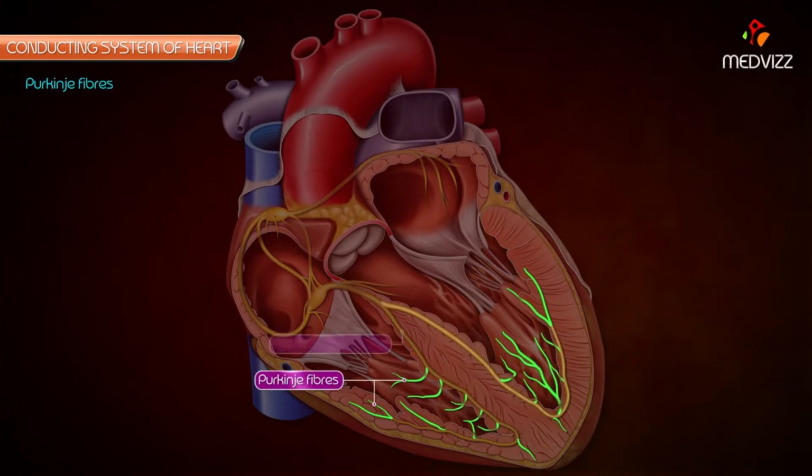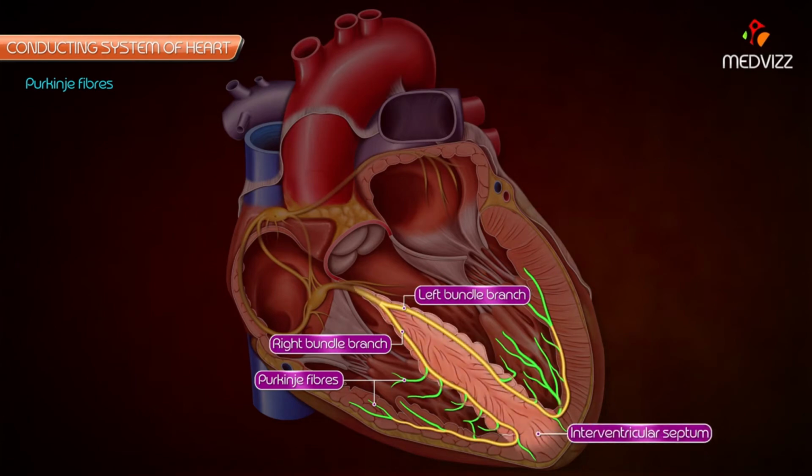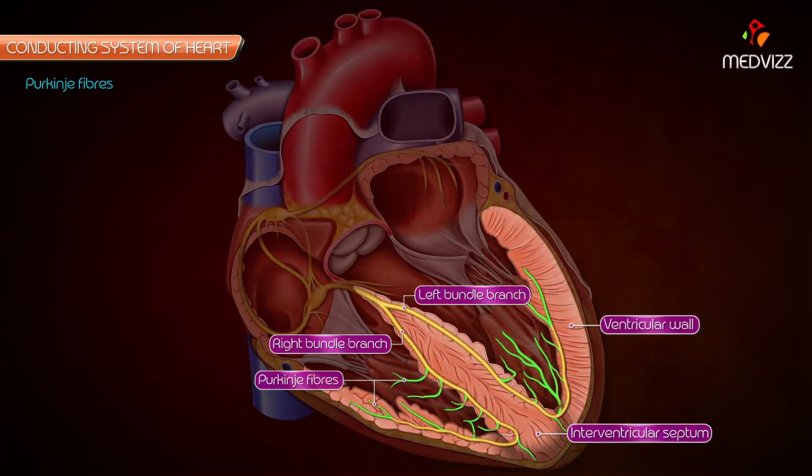Purkinje fibers. They are the terminal branches of the right and left branches of bundle of His and spread subendocardially over the septum and rest of the ventricular wall.